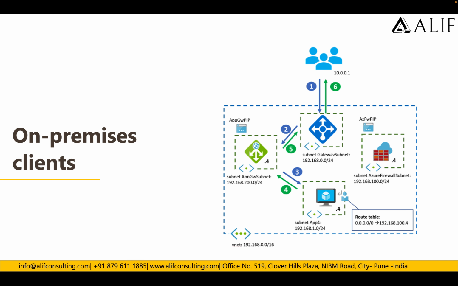Or what you can do is have your application gateway and firewall deployed in parallel, and your application gateway with WAF is going to handle the HTTPS traffic, and the rest of the non-HTTP traffic and internet traffic will be managed by the Azure firewall.